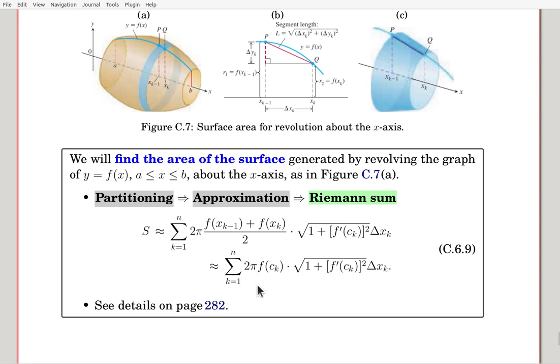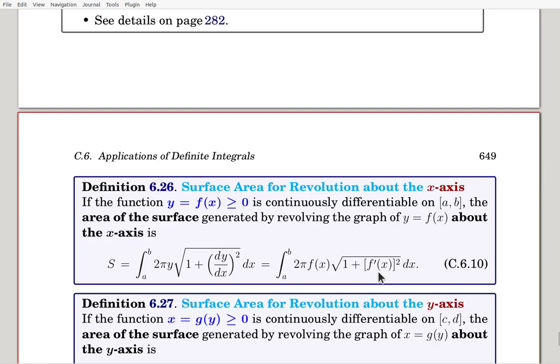Right? Also, rather than the average height, the average radius, we can use the f value at some point c_k. That is now a Riemann sum, and once you take the limit, c_k will change into x, and delta x will become dx. So here we have the formula as a definition: the surface area for revolution about the x-axis.